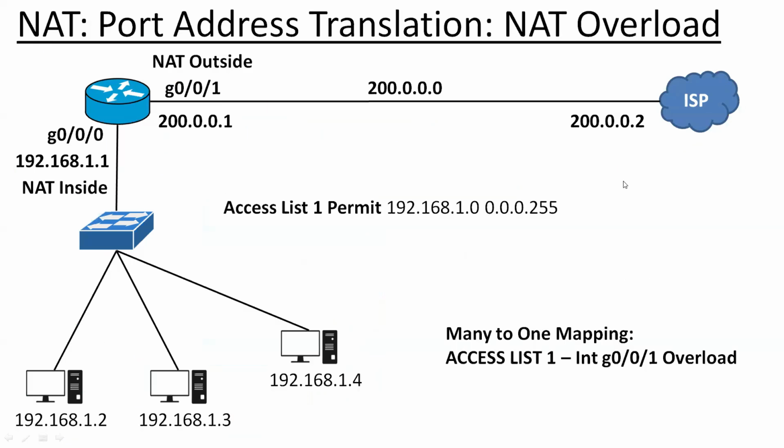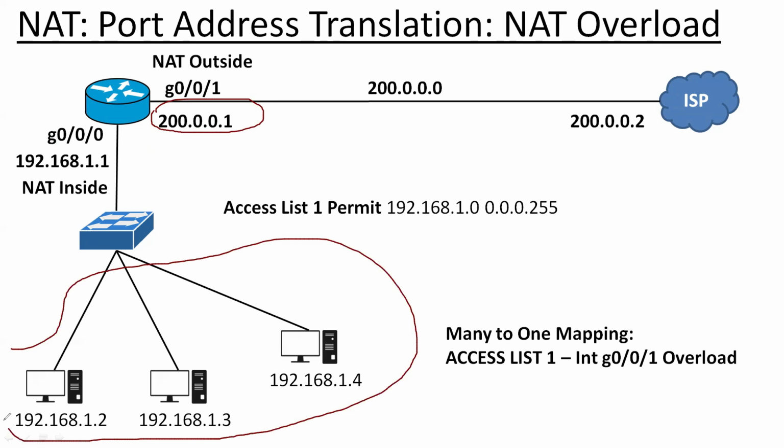Okay, let's talk about port address translation. In this scenario, we have a single public IP and we have these private IP addresses: 192.168.1.2, 3 and 4. These will be converted to a single public IP. So a single public IP will be used for multiple private IPs. This is called many to one mapping.